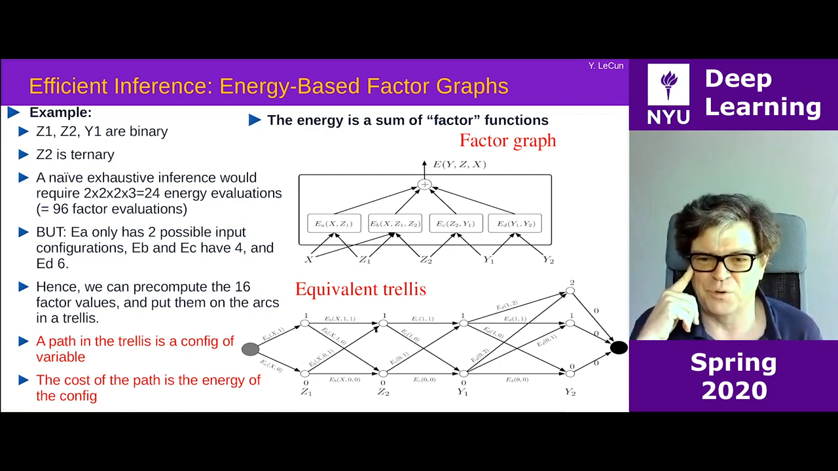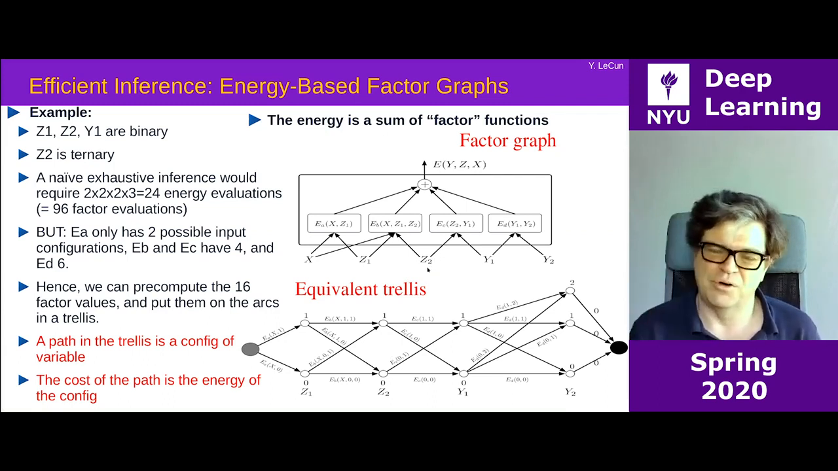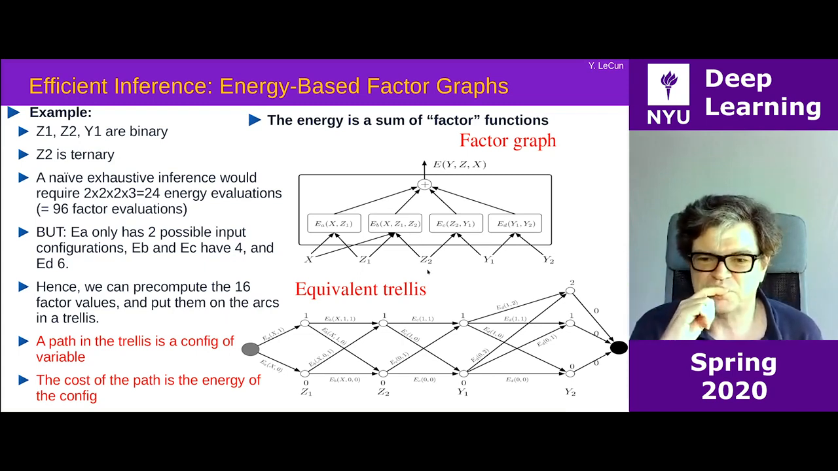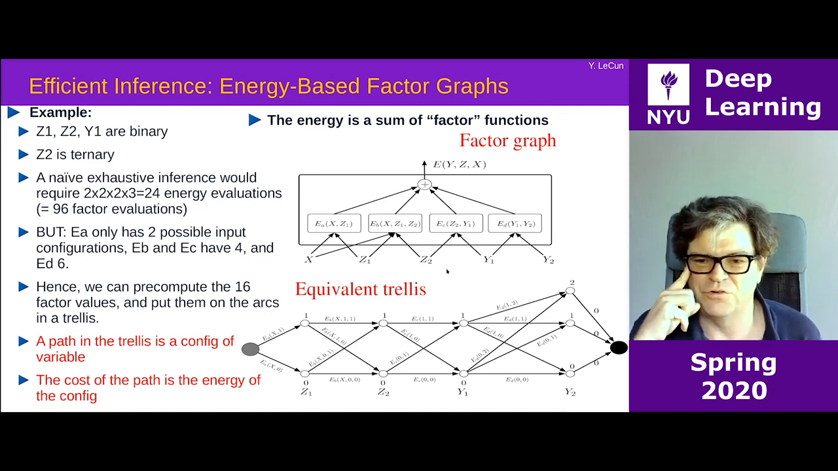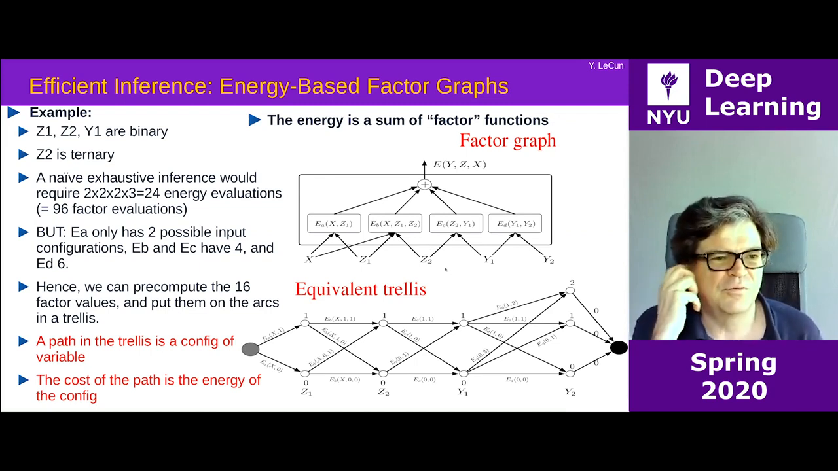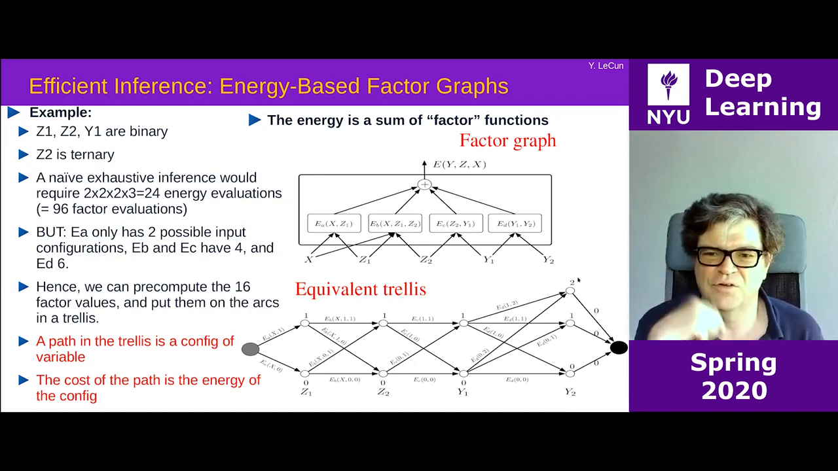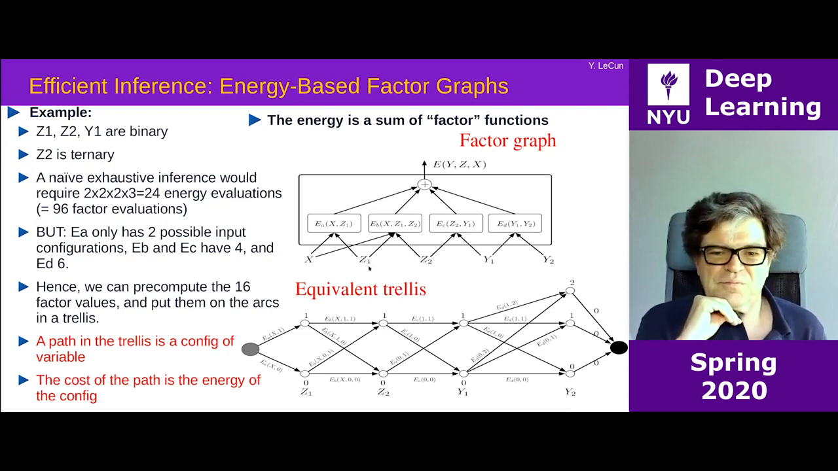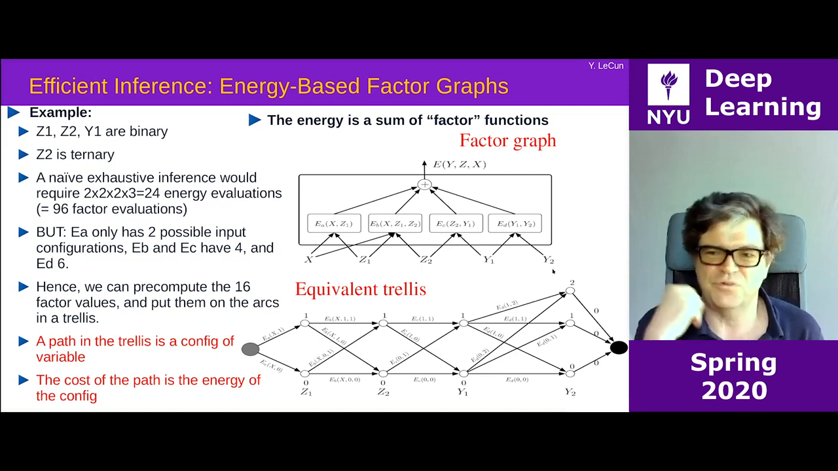And this is a small example where the sequence is short and the variables are binary. This grows exponentially with the length of the sequence, with the number of possible values of the z's and the length of the sequence. So if you have n possibilities for each of the variables and the length is L, it's n to the L. So it's exponential in the length.